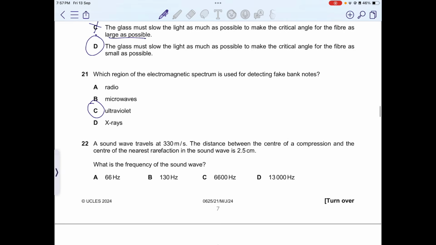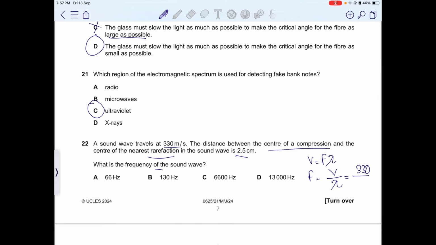Then it says there's a sound wave with a speed of 330 meters per second. The distance from the center of compression to the center of rarefaction is 2.5 centimeters. What is the frequency? If you use v = fλ, what you want to find is frequency. Frequency equals v over λ. What is v? It is given as 330 meters per second. Meters per second is the best unit.